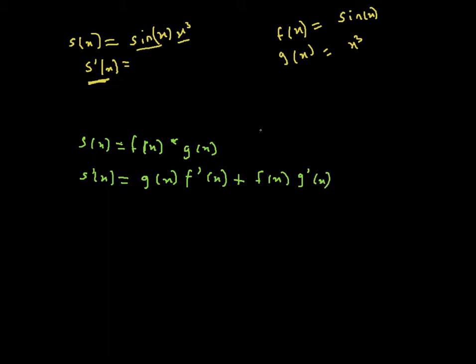So in the case which we were discussing here, in the s of x case, we will write s prime of x as g of x, which is x cube, times the derivative of the first function, f of x. The derivative of sine x is cos x.